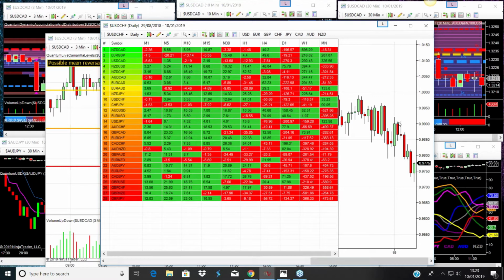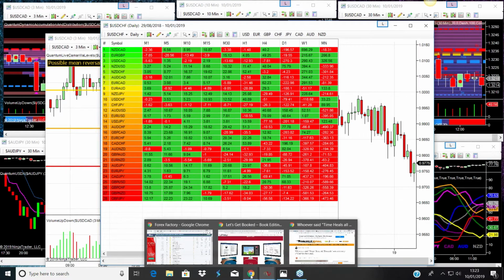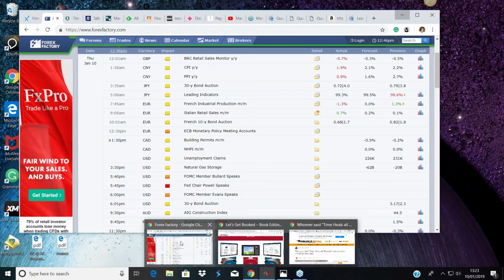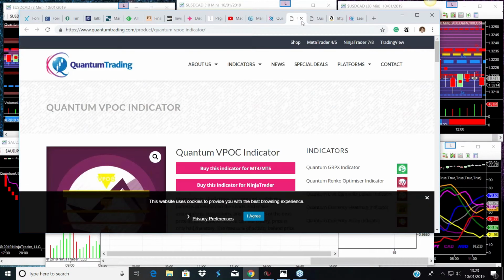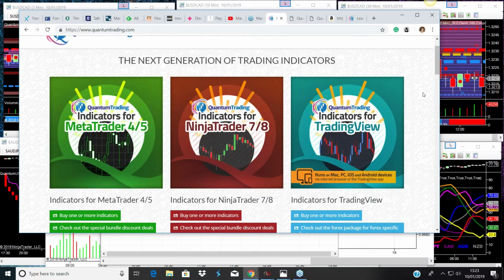I'm just going to pass over to David. As I said, if you want information on any of the indicators that we're talking about, we've refreshed the front page of the Quantum Trading site. As we can see here, it's much more intuitive. We have so much information on this site that it can be a little bit overwhelming, and it was getting quite difficult to navigate, so we've tried to simplify it as much as possible.